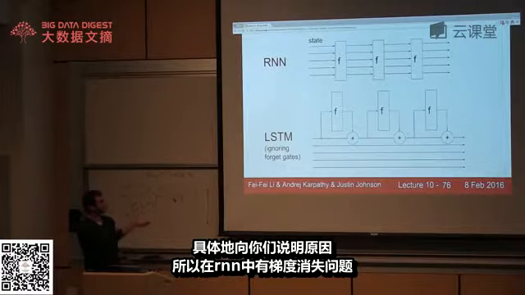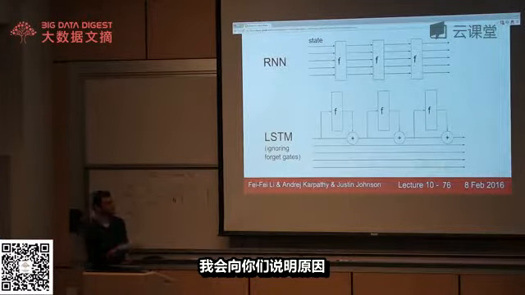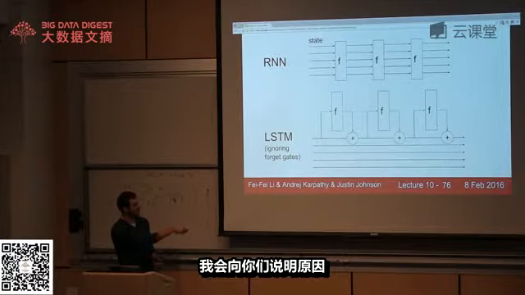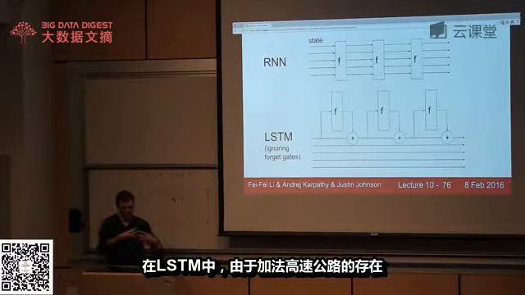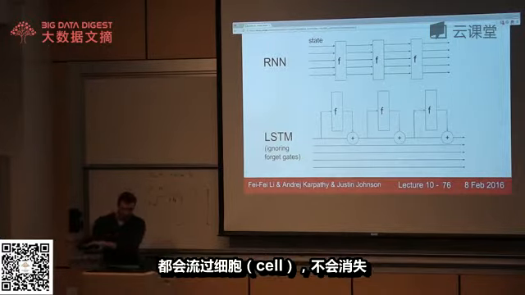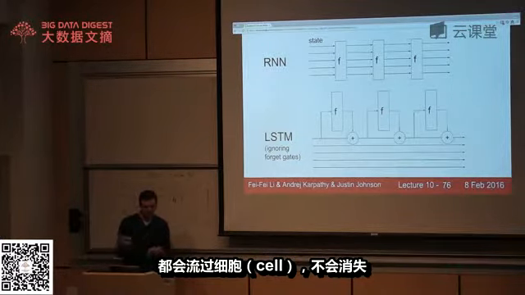So in an RNN, we have this vanishing gradient problem. I'll show you why that happens. In an LSTM, because of this superhighway of just additions, these gradients at every single time step that we inject into the LSTM from above just flow through the cells, and your gradients don't end up vanishing.